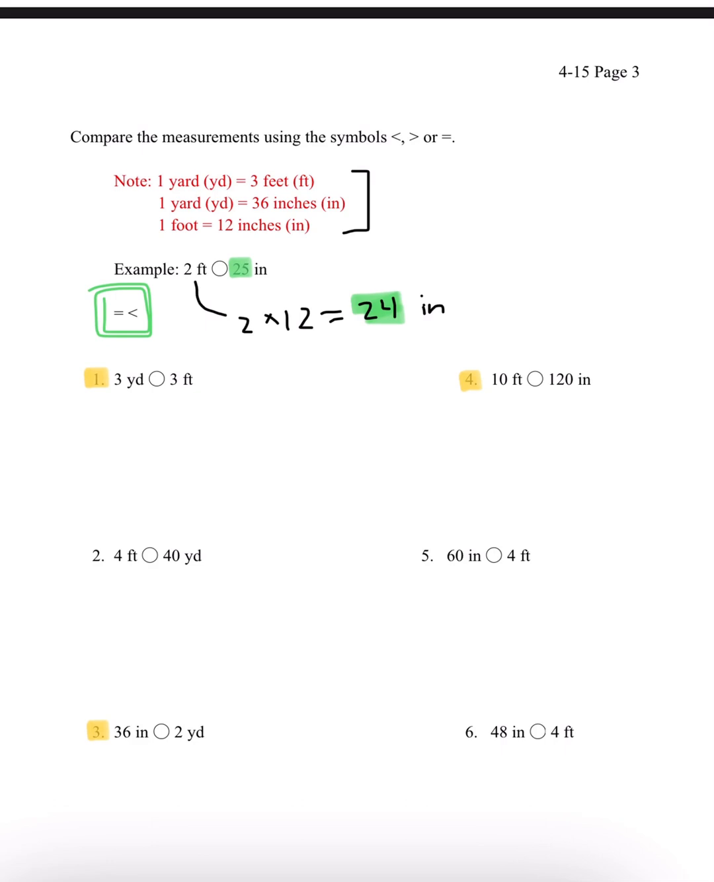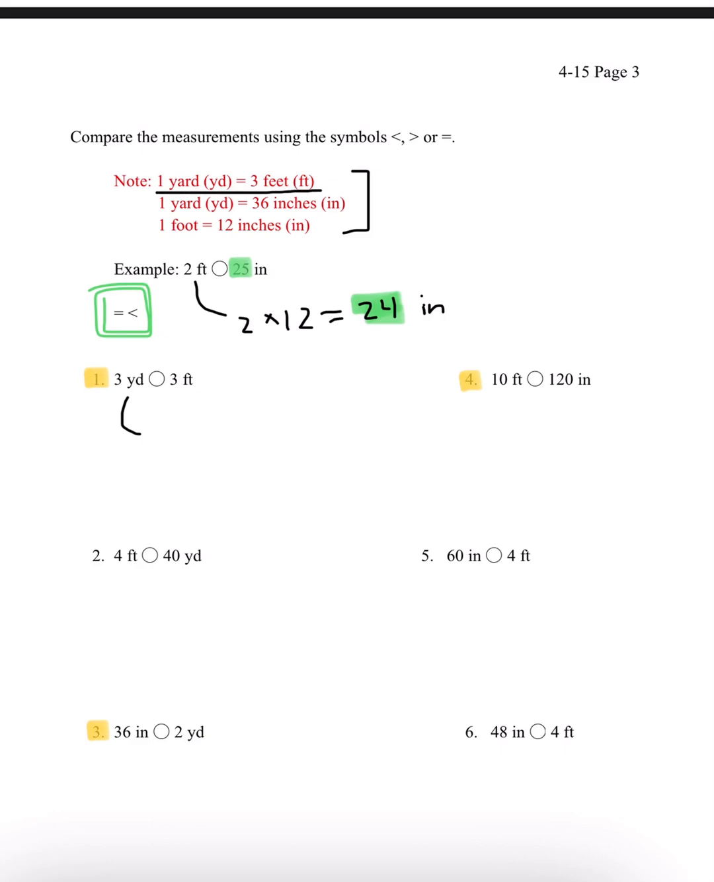I'll be going over number 1, 3, and 4. Number 1, we have 3 yards blank 3 feet. So I'm going to be converting this into feet instead. So I just have to convert the 3 yards. So we'll be looking at this one.